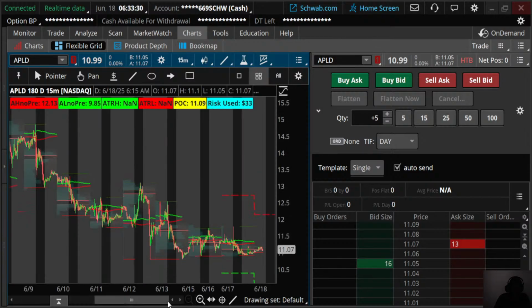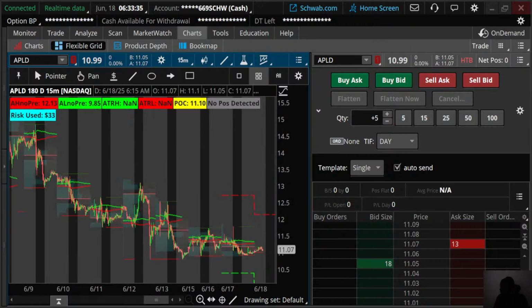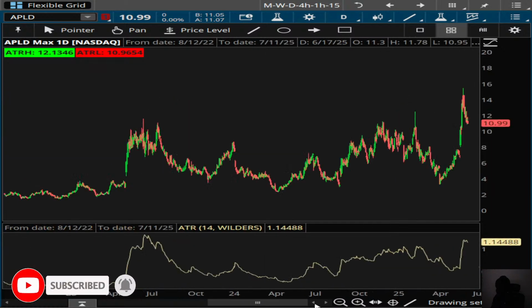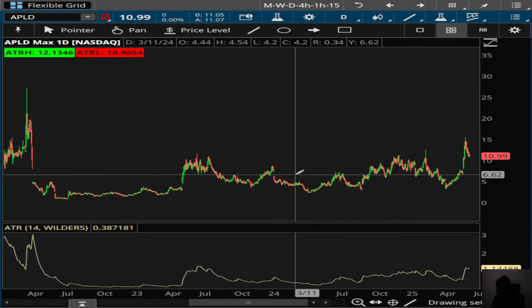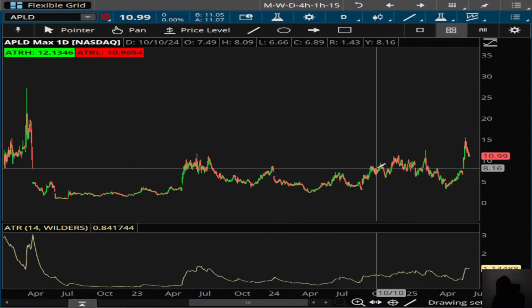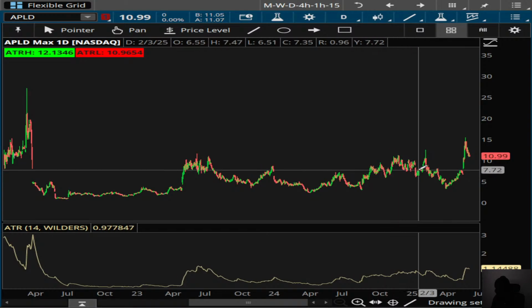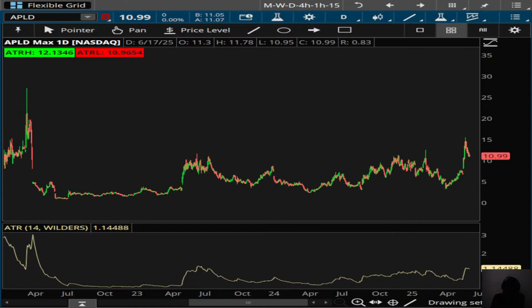Let's see. APLD, let me zoom back a little bit. Actually, let's go to the daily chart. All right, so APLD. Let's see, where is the beginning of this year? 3/24/25. Okay. So it was at $8. It dropped down to $5, popped up to $10. I forgot what this one did. I remember I looked at this one before.